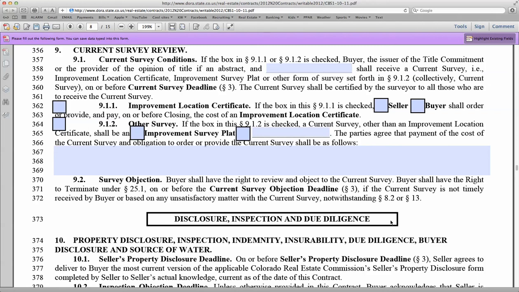If there are any objections once the survey has been completed, the buyer does have the right to terminate the contract as long as they do it on or before the survey objection deadline, again in section 3.